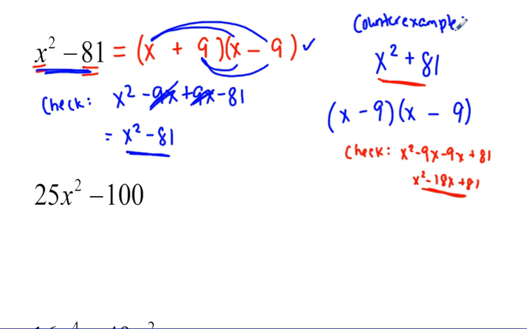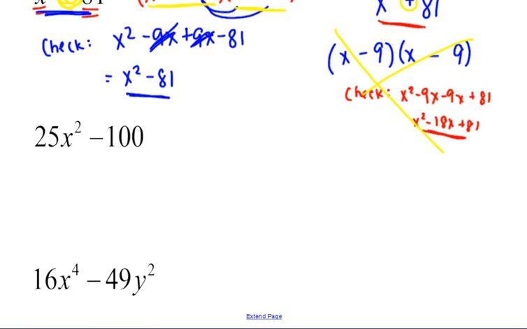So this goes to show the importance of always having a subtraction sign in the middle of your problem in order to indicate that you are solving by the difference of perfect squares. When there's a plus sign in the middle, this problem does not factor. Let's look at our next example.